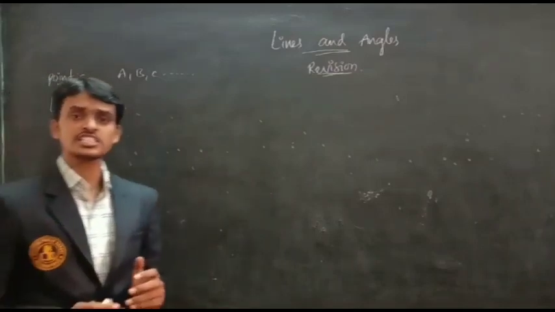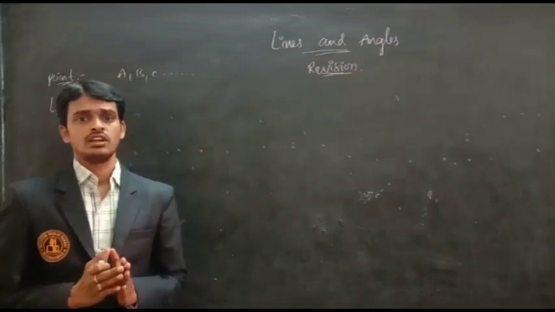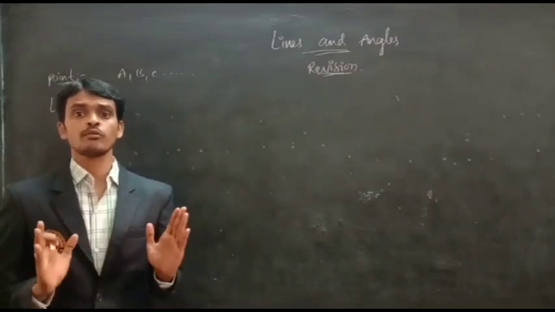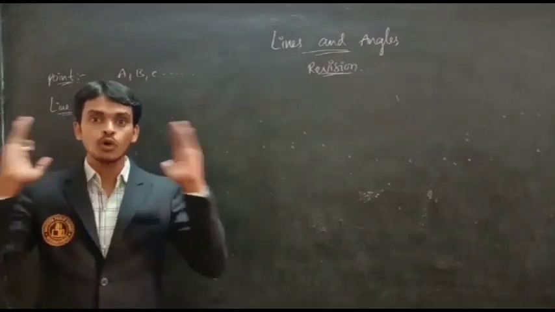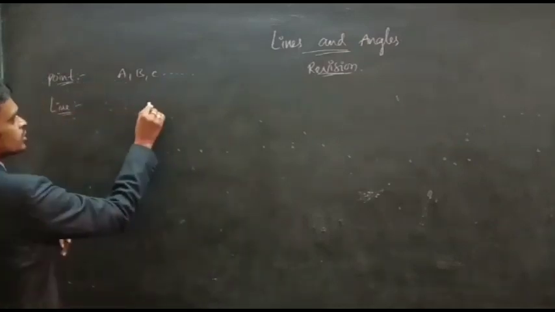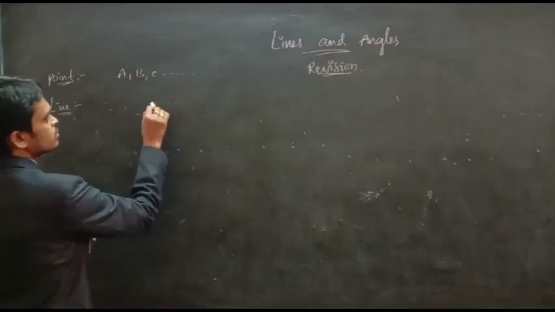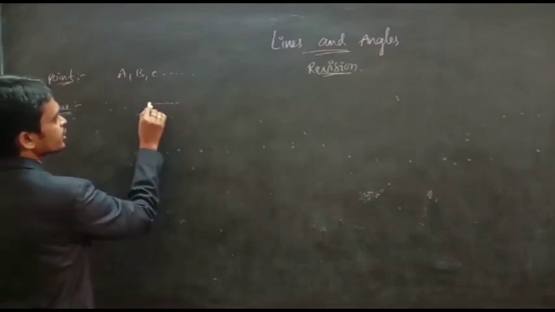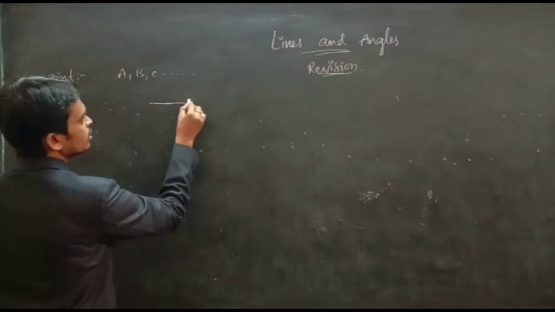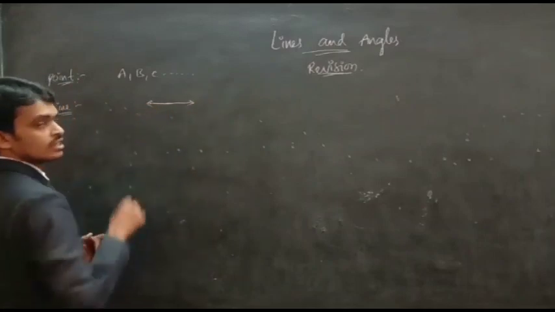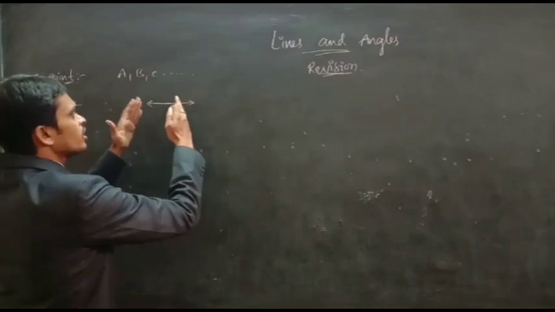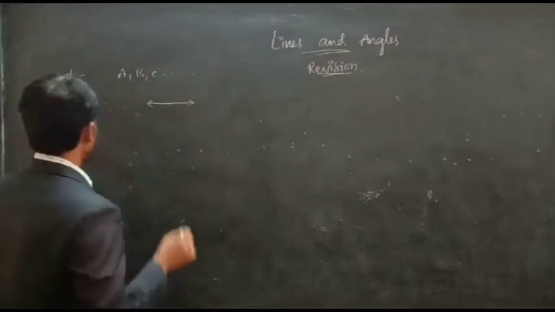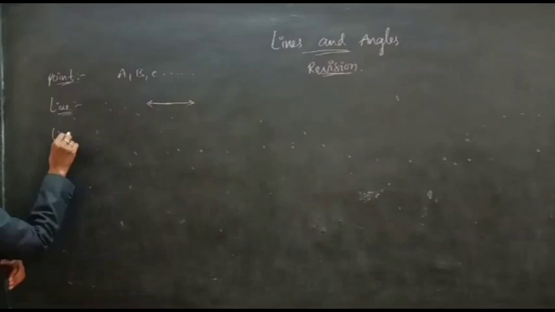A line is a set of points which has no end point. It extends endlessly in both directions. See, this is a line. A line is a set of points. It has no end points. It will extend endlessly on either side. Next, line segment.